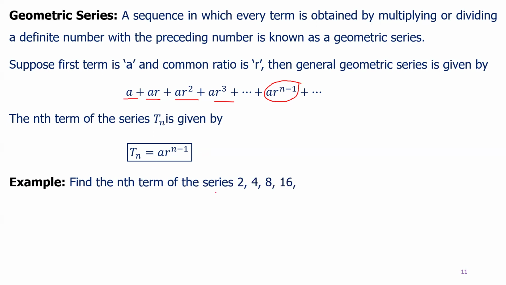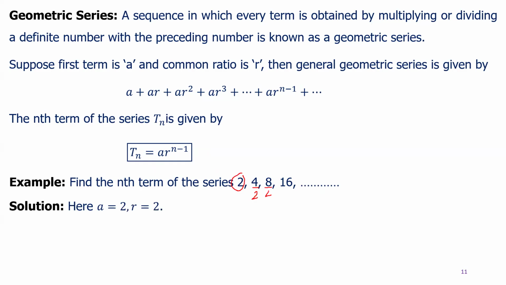Let us take one example to find out the nth term of the given geometric series. We have a geometric series 2, 4, 8, 16, or 2 plus 4 plus 8 plus 16, and so on. This is a sequence, and if we add the plus sign, this will convert it to a series. Now, what is the first term? First term is 2. And what is the common ratio? 4 by 2, 8 by 4, 16 by 8, which is equal to 2. So the common ratio is 2 as well as the first term is also 2.